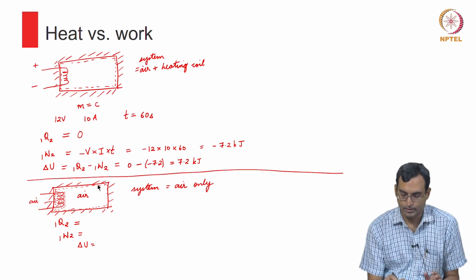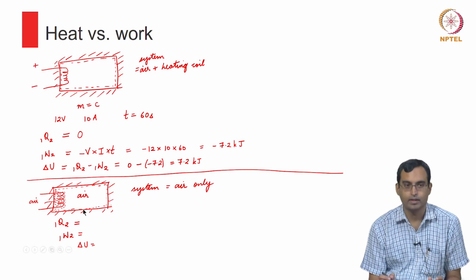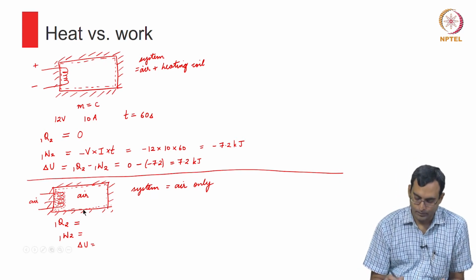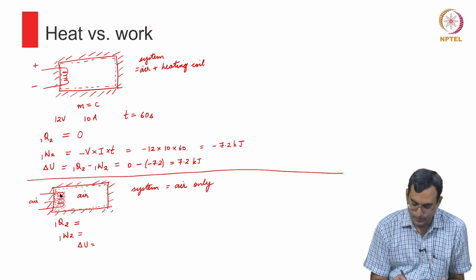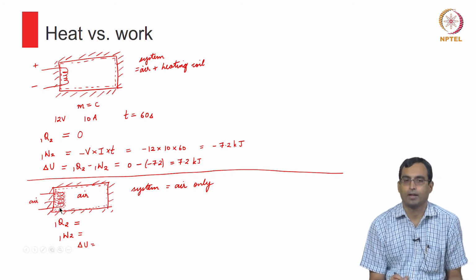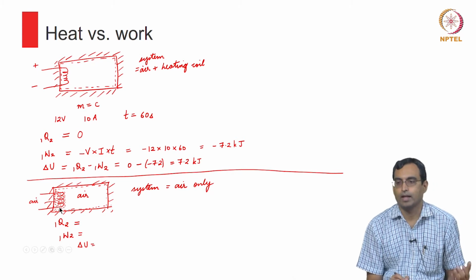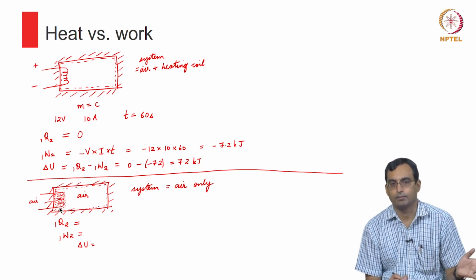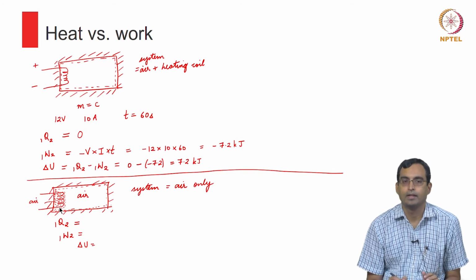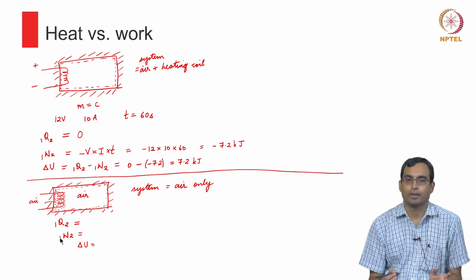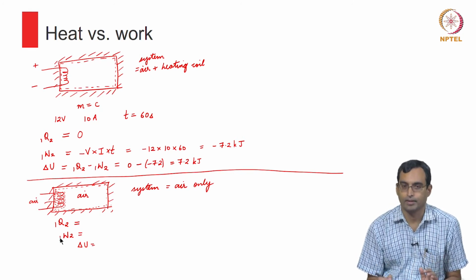Now, in this system, if this is my boundary, what we see is there is current flowing through this coil, but the coil is no longer part of my system. So, any work done by the battery on the coil, by pushing current through the coil, is no longer work on my system, because the coil is not part of my system.